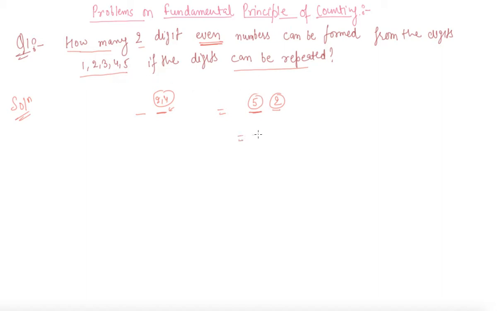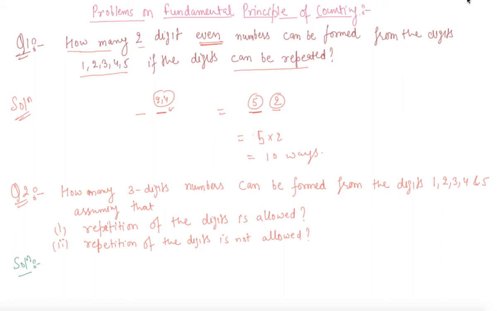So the total number of ways is 5 multiplied by 2. To write down the solution properly, the units place can be filled in two ways, and the tens place can be filled in five ways. So in this way the total number of ways is 10. So our solution is 10 ways. Okay, now let's discuss one more question.